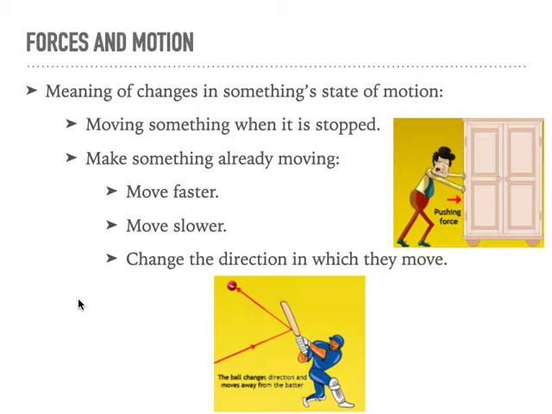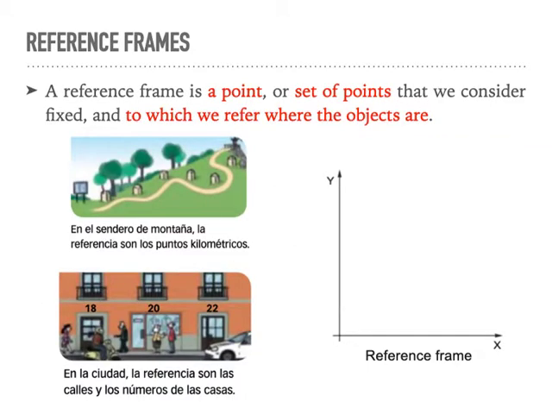This is what we're going to study, but for that we first need to study some definitions. And the first one is reference frame. A reference frame is a point or set of points that we consider fixed. It doesn't have to be fixed, but we are going to consider it fixed for the example that we need to study. In every case, we are going to choose a different reference frame. And it is the place to which we refer where the objects are.